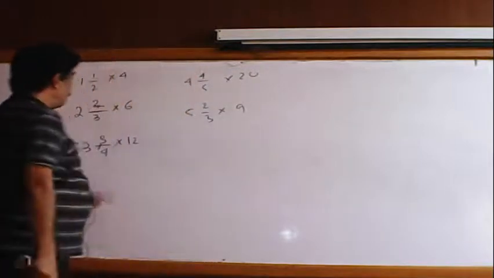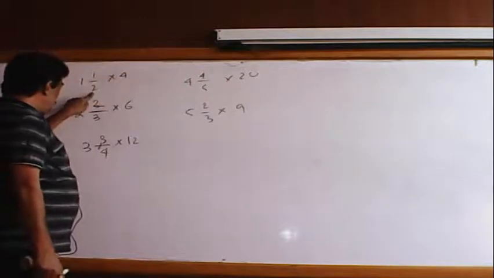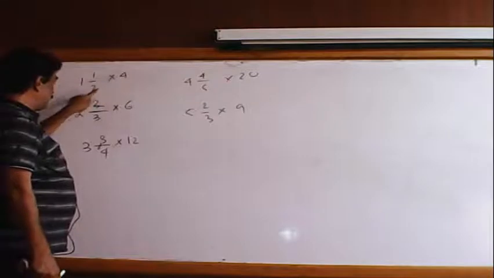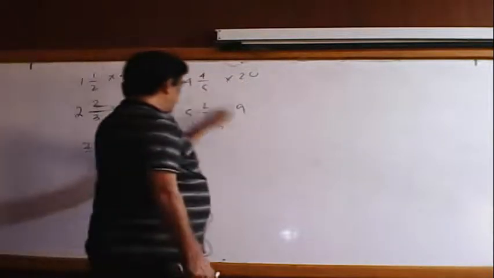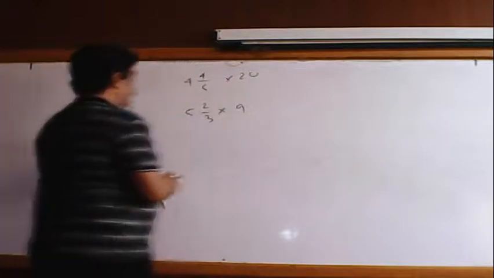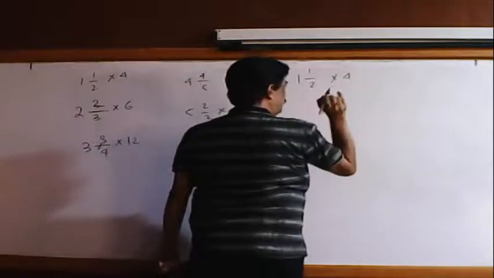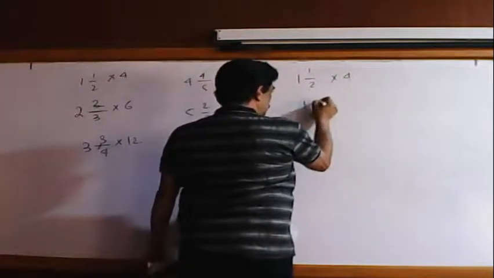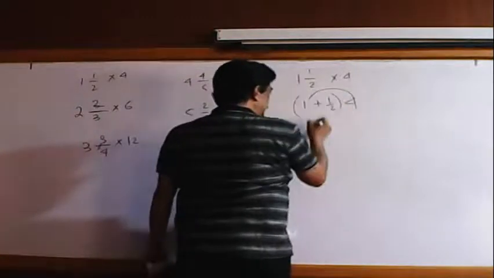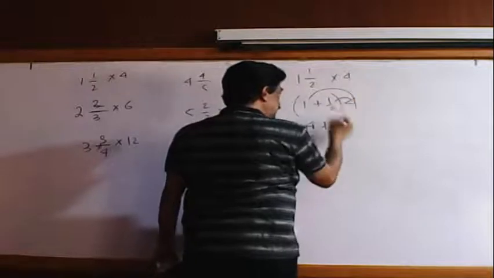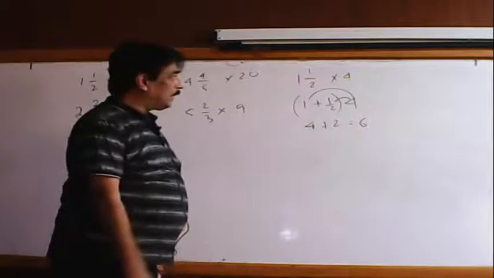First observe the mixed fraction. When I multiply the number, this denominator is completely divided: 4 divided by 2, 6 divided by 3, 12 divided by 4, 20 divided by 5 and 9 divided by 3. First case, observe 1 and half multiplied by 4. If I go for the normal method, 1 plus 1 by 2 into 4. So now 4 into 1 is 4 plus 4 into 1 by 2 equal to 2, your result is 6. But in the examination, you cannot get this time.